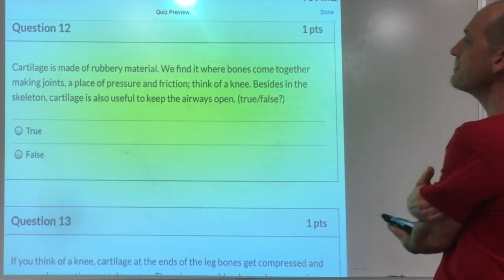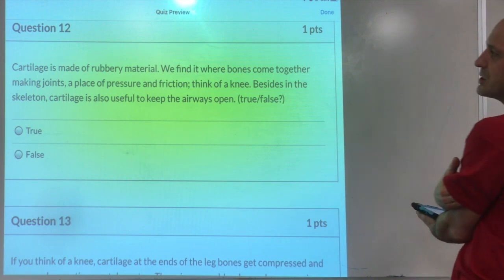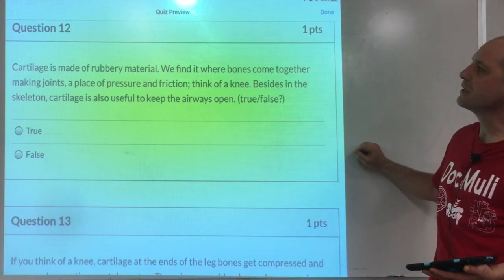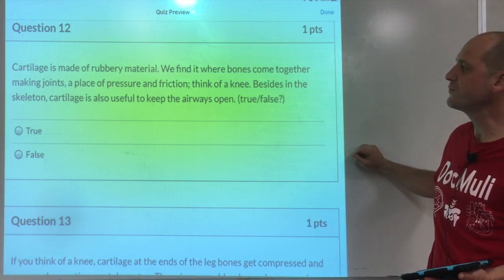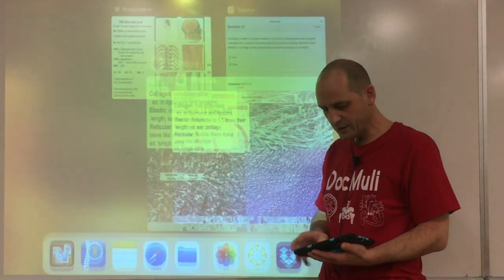Cartilage is made of rubbery material. We find it where bones come together, making joints, a place of pressure and friction. Think of a knee. Besides in a skeleton, cartilage is also useful to keep airways open. Is that true or false? True. That's true. So let's go back to this.